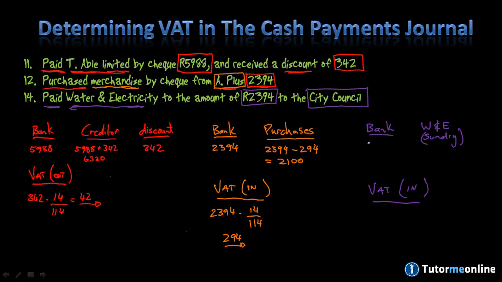So the bank account was 2394. Our VAT input portion would then be 2394 multiplied by 14 and divided by 114, which would be the same as the previous example, which was 294 Rand. And then of course, same as the previous example, the water and electricity account would be the amount excluding the VAT portion, which was 2394 minus 294, and that leaves us with 2,100. So let's fill that in on the cash payments journal.